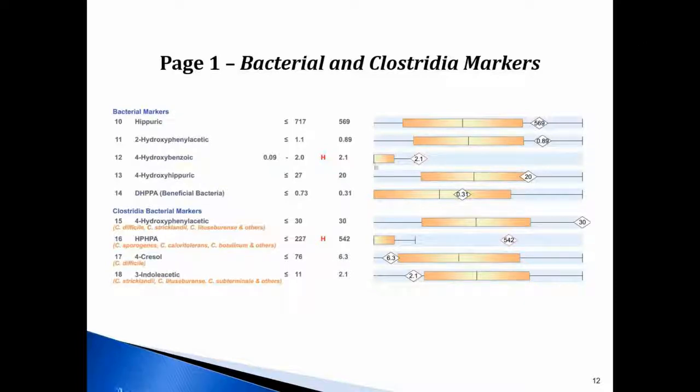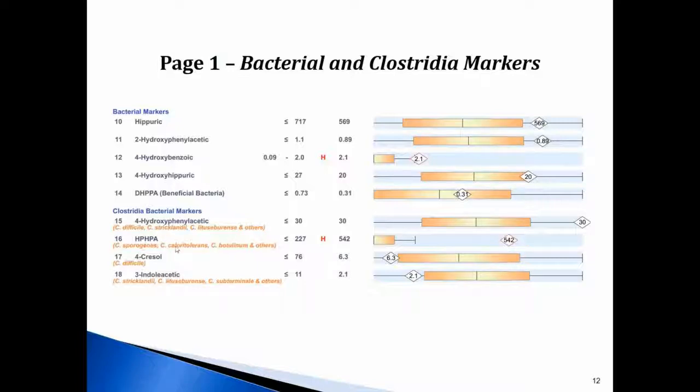The next section that my eyes are drawn to is number 16 and number 17. The reason is that in about 20 to 25% of all organic acid tests assessed, and this includes my practice, about 20 to 25% will show up with one of these two markers, either HPHPA or 4-cresol. When one of these markers shows up, about 80% of the time, it's the HPHPA.